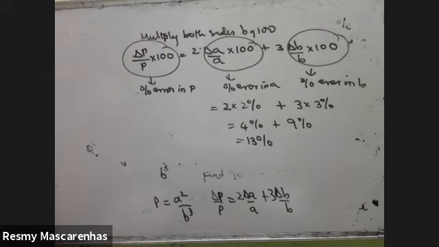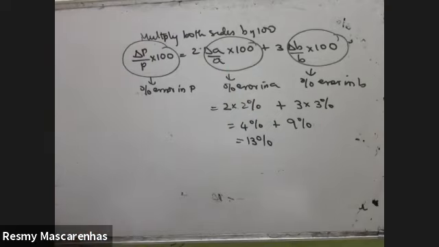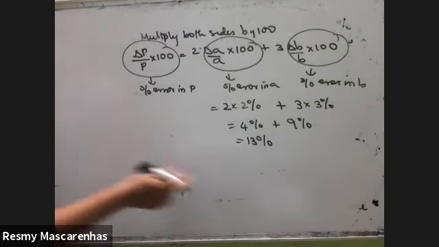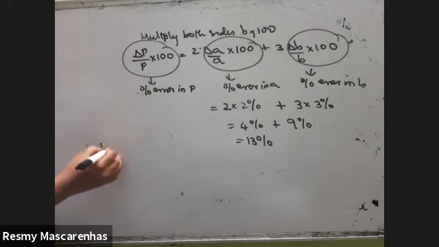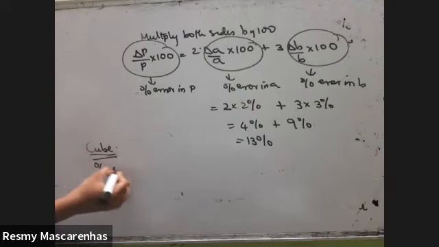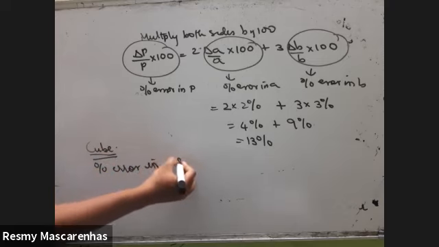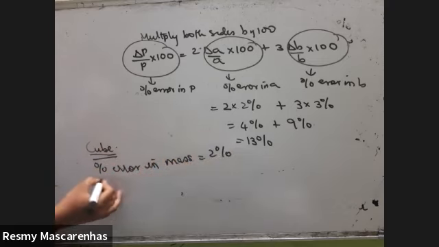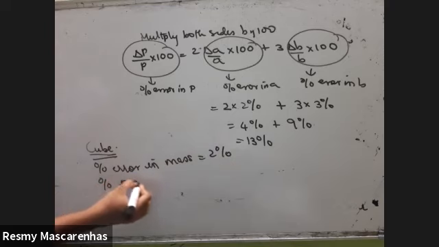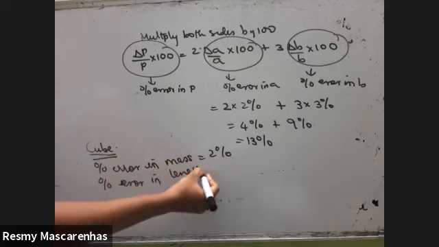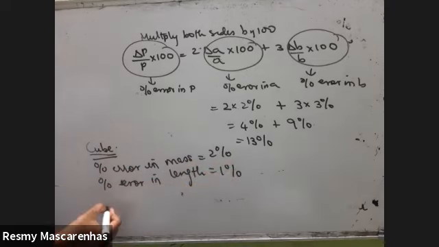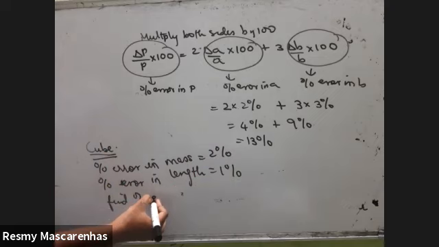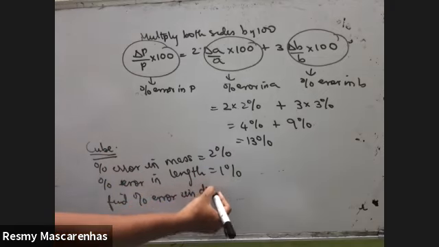The last one on this step. This is for a cube. Percentage error in mass is equal to 2%. Percentage error in length is 1%. Find the percentage error in density.